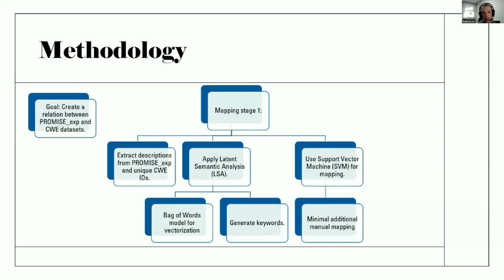For the CWE dataset, we simply downloaded their .csv file on their website and extracted each unique CWE ID and its corresponding description. To actually map them together, we first performed latent semantic analysis, or LSA, on each text file individually, creating keywords for each line and then using a support vector machine algorithm to create a map between the 2 datasets with a minimal amount of manual mapping in between.